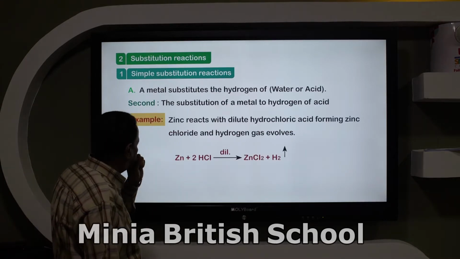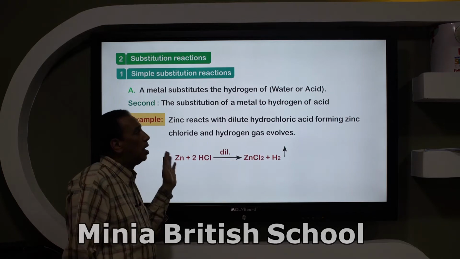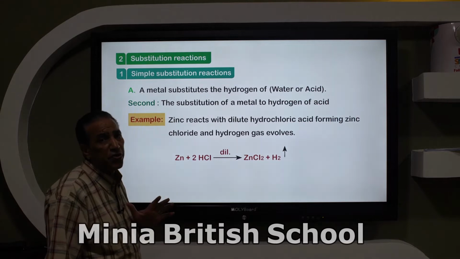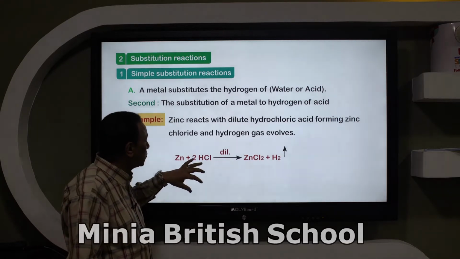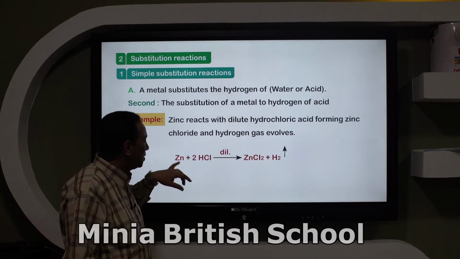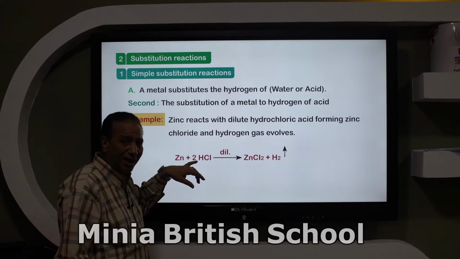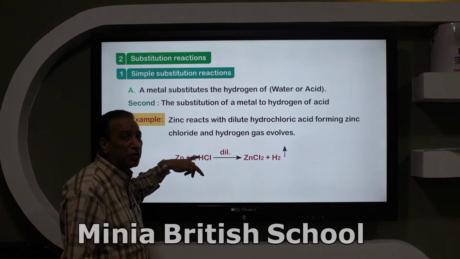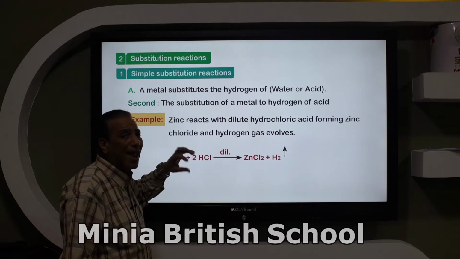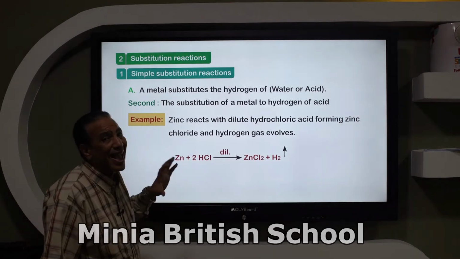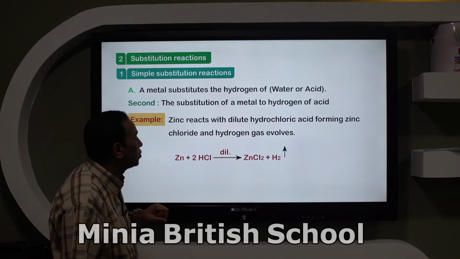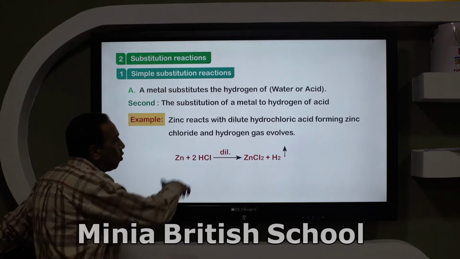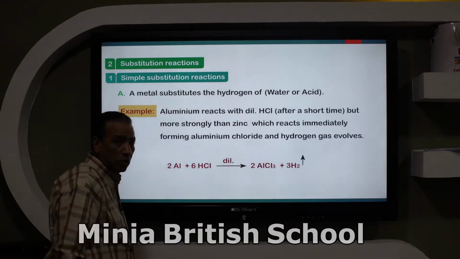Here is another metal that can replace the hydrogen in the chemical activity series, which is the zinc. Zinc replaces the hydrogen of the acid. Zinc plus HCl, hydrochloric acid. Zinc is before the hydrogen in the chemical activity series, so it is more active than it, so it can replace the hydrogen in the acid, forming zinc chloride and evolving the hydrogen gas.